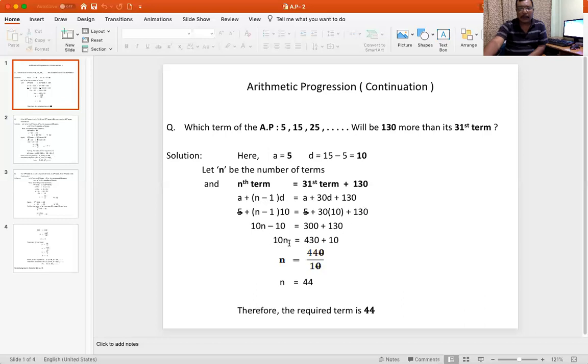Now 10n will be equal to 300 plus 130, we have 430. Again, this minus 10, we bring it this side, it becomes plus 10. So therefore, n will be equal to 440 divided by 10. So 0 and 0 is cancelled, we have n equal to 44. Therefore, the required term is 44. That means this 44th term will be the term which is 130 more than its 31st term.